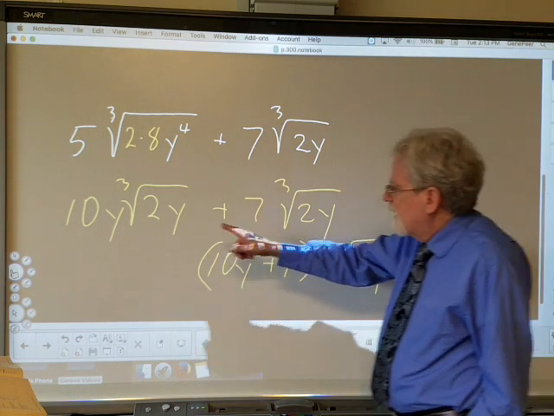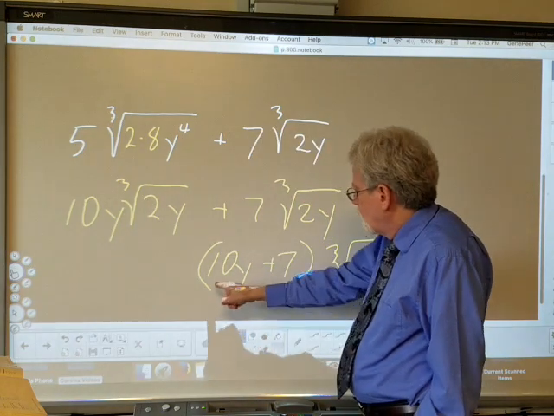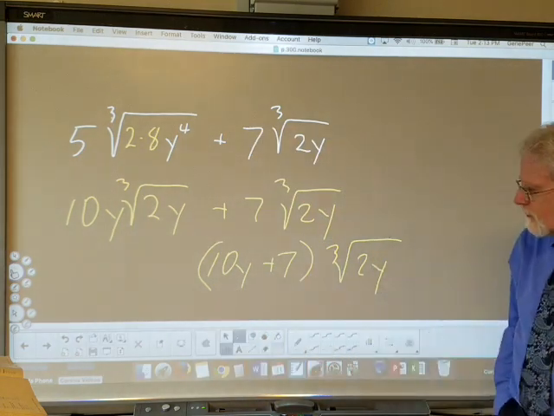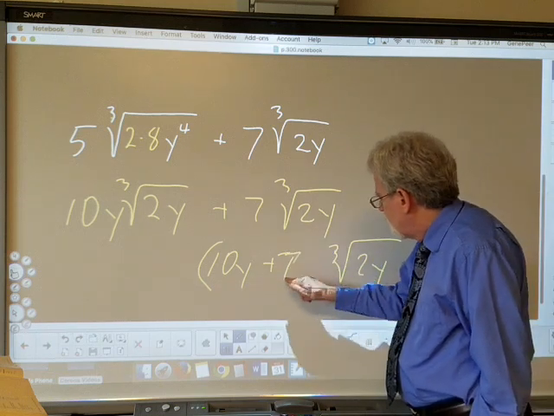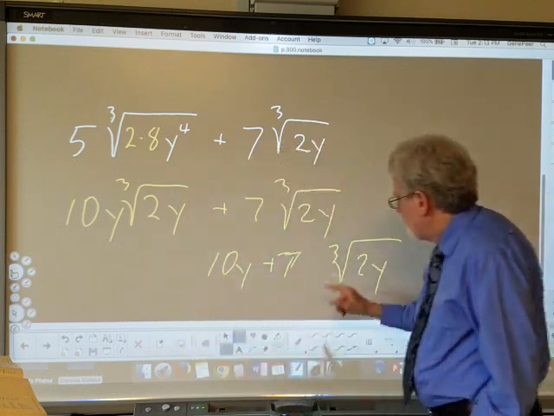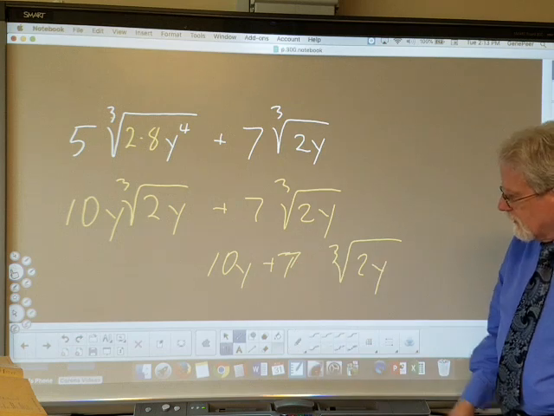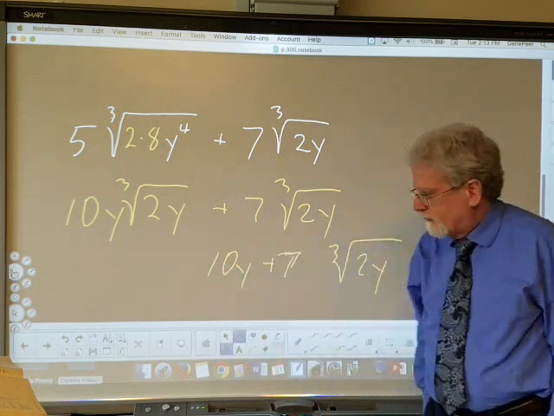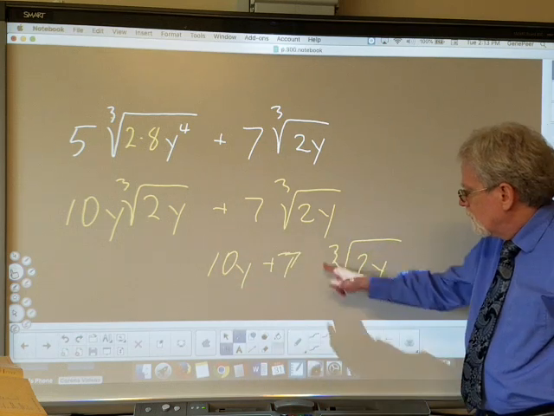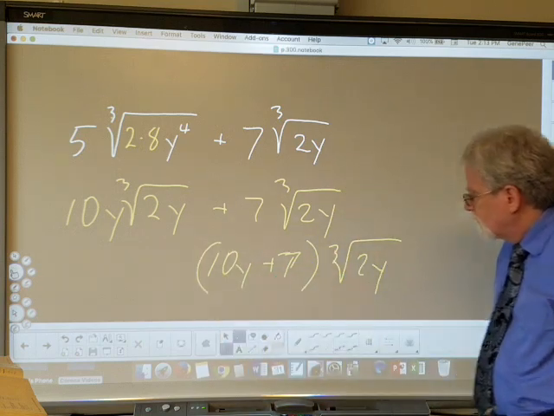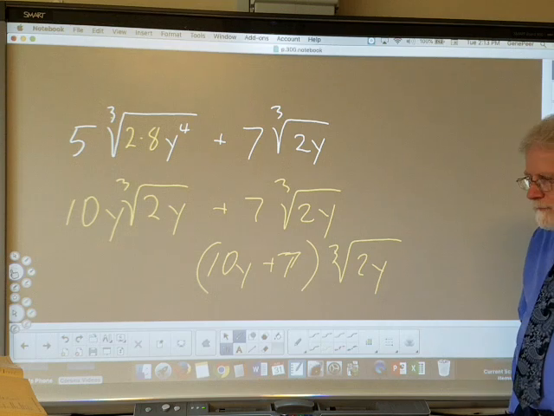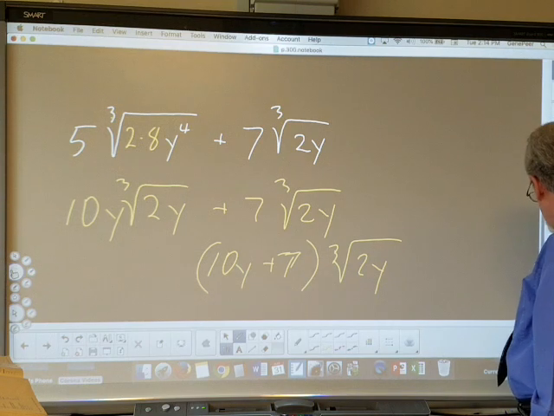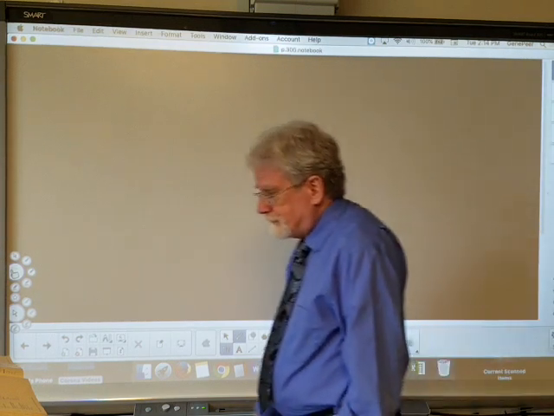We cannot add 10y plus 7, so we have to write it as 10y plus 7 in parentheses. Why parentheses? Because without the parentheses, then I'm only multiplying this by 7. And the 10y is out there by itself crying, no, you must include the 10y. So the whole thing is multiplied by cubed root of 2y. And we're done.